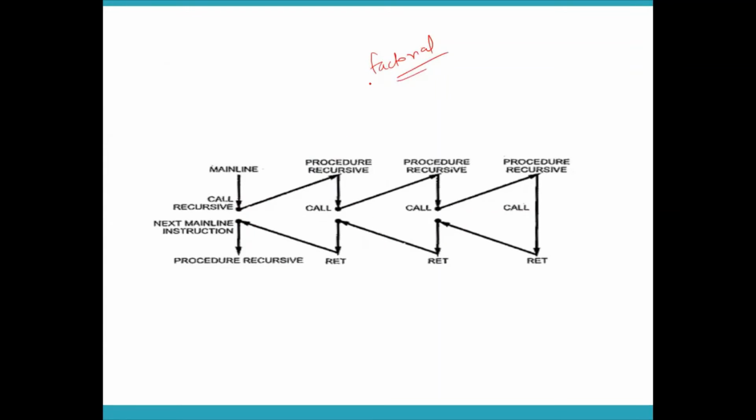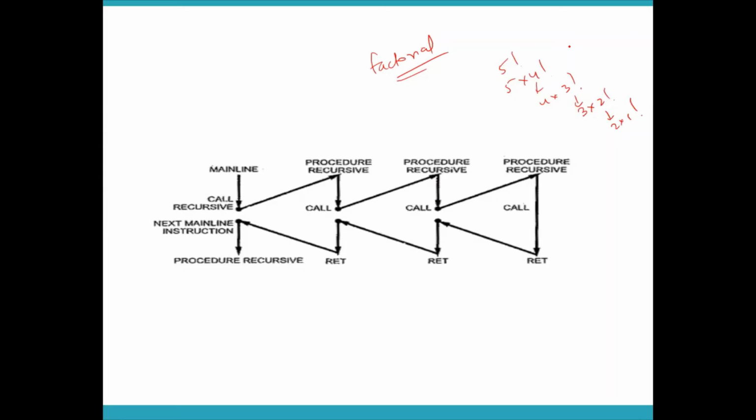Factorial can be implemented using recursion. You know that, right? So if I want to find out 5 factorial, I can write it as 5 into 4 factorial. This 4 factorial will be what? 4 into 3 factorial, right? This will be what? 3 into 2 factorial. This is what? 2 into 1 factorial.